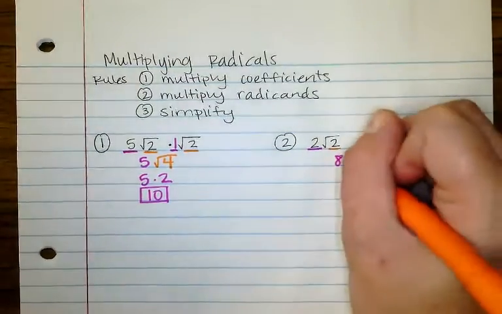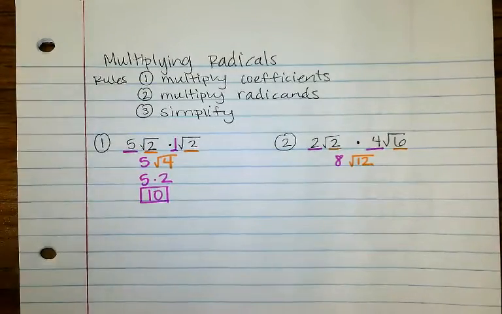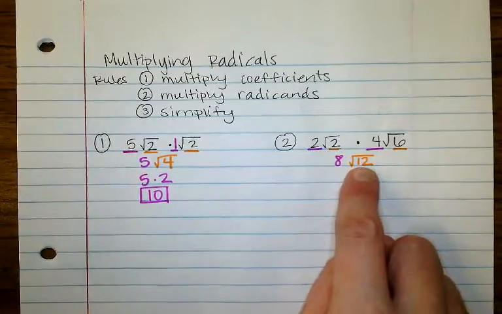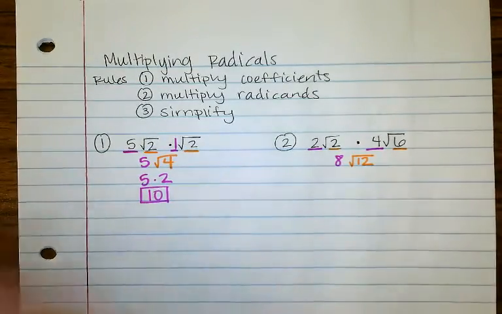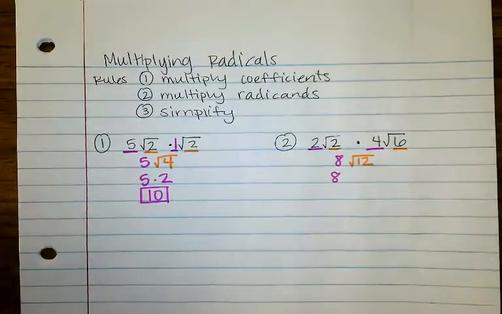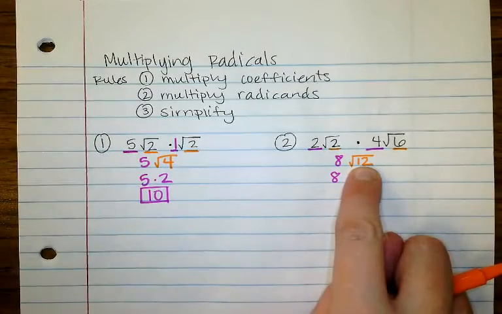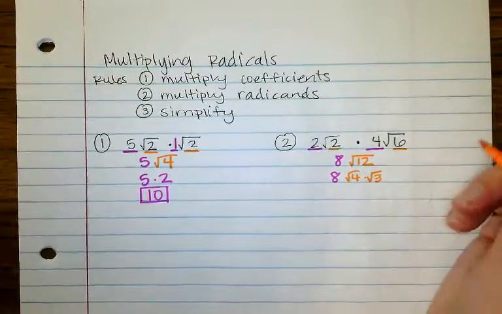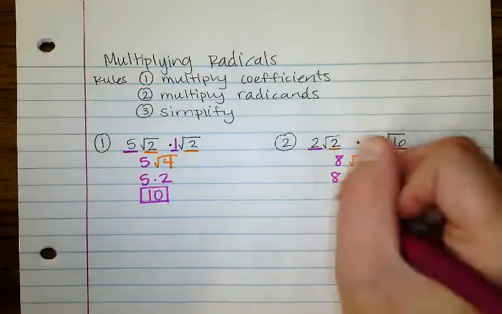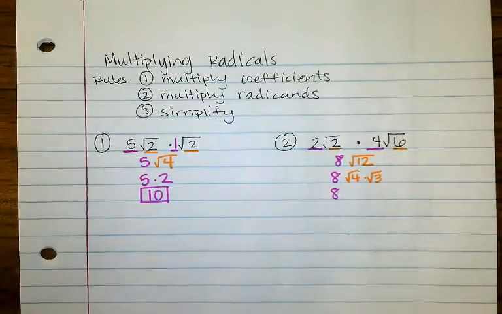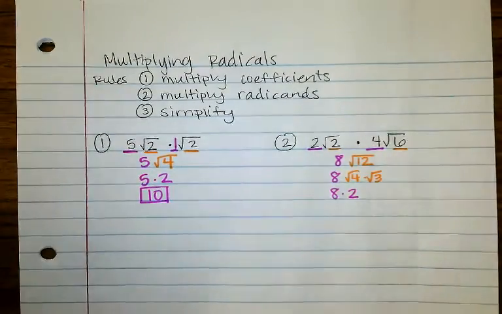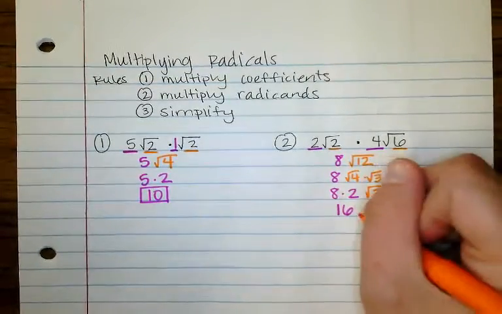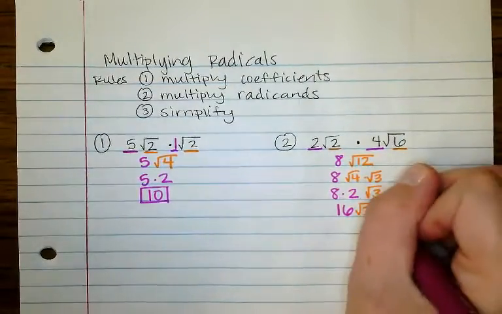Now, can we simplify this radical? We sure can. What's the largest perfect square factor here? 4 times radical 3. So this is going to be 8, and then what's the square root of 4? 2. And we're just left with radical 3. So this is going to be 16 times radical 3. Are y'all comfortable with that? We are just multiplying 2 things together here.